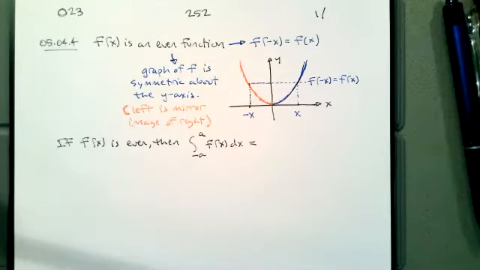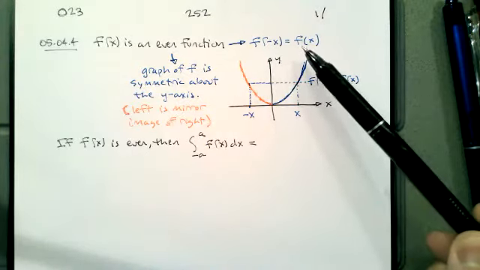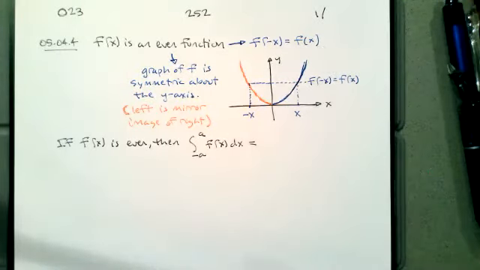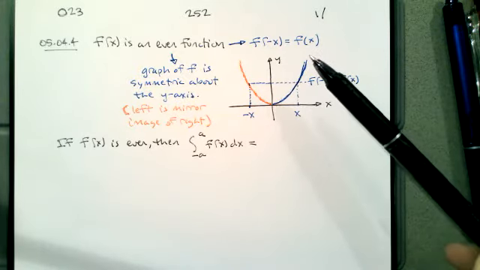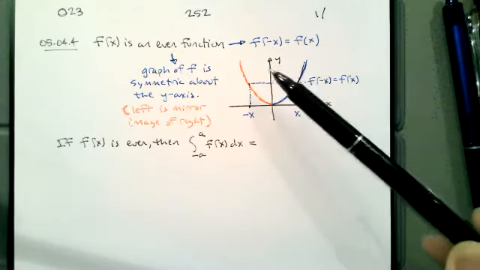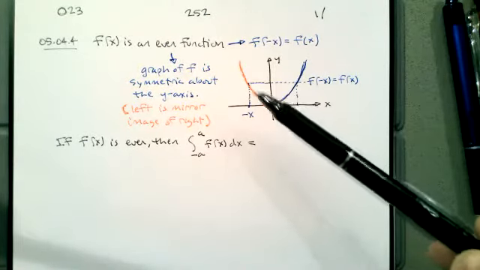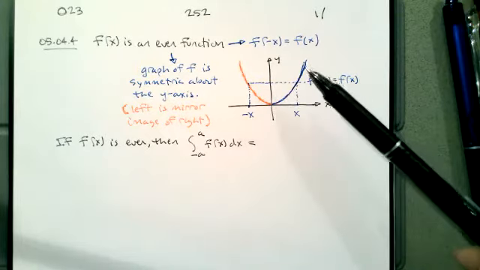Yesterday, we looked at the definition of an even function, that f of negative x is equal to f of x. And then we talked about what that means in terms of the graph of an even function. So if f of negative x is equal to f of x, then the graph will be symmetric about the y-axis. That is, the left side of the graph will be a mirror image of the right side of the graph.